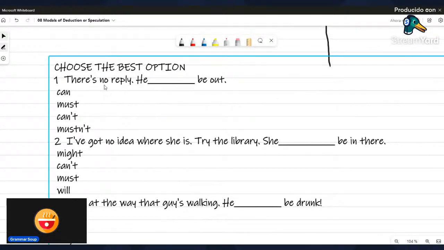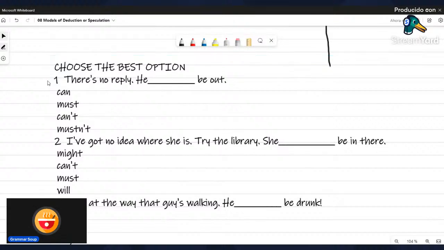Okay, guys, well, we have to choose the best option. Which is the best model of speculation or deduction in this sentence? For example, here we have: there's no reply. The person is not replying. He be out. So which is the best option there?